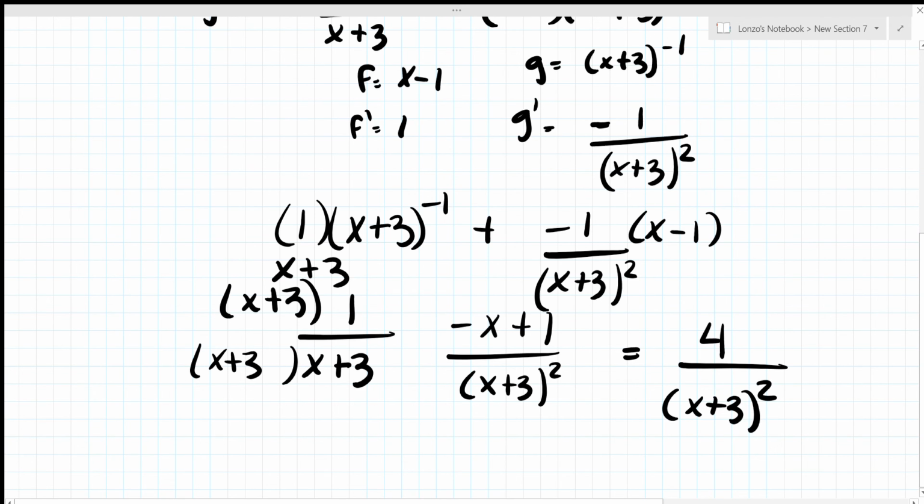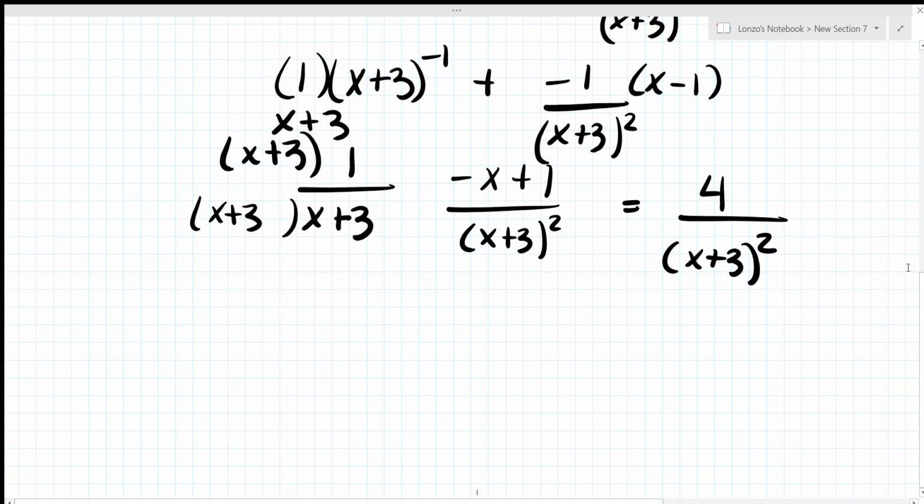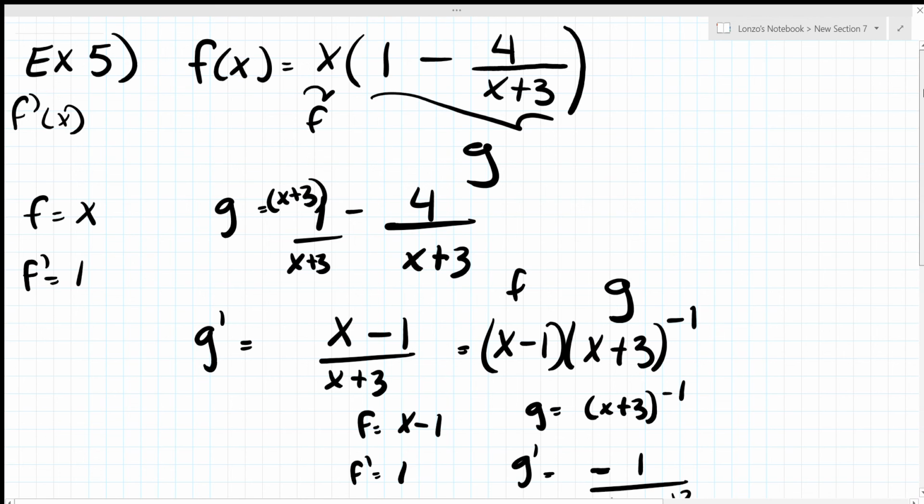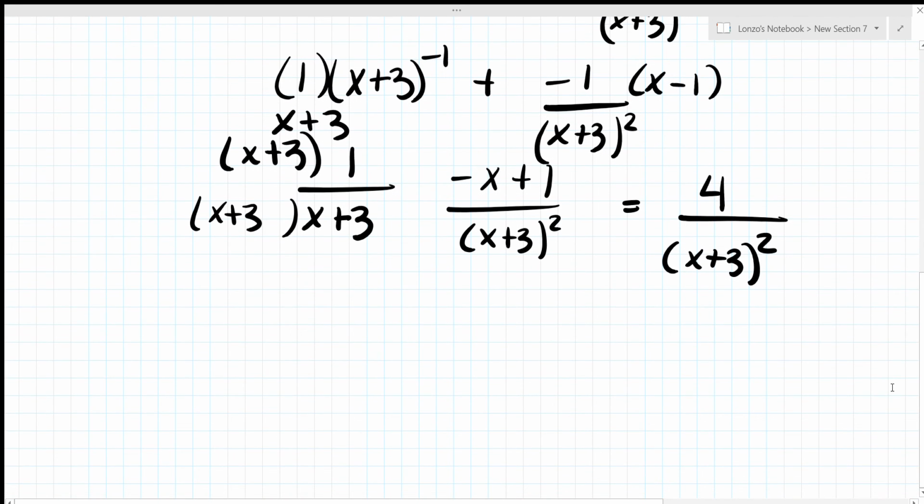So we did all this work just to find g prime. So g prime is this, 4 over x plus 3 squared. But this is not your final answer. Now we have to use the product rule. To find g prime, I had to use the product rule. To find the derivative of the whole equation, now we have to redo the product rule, right?